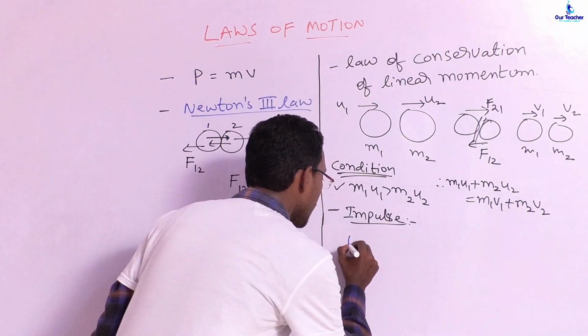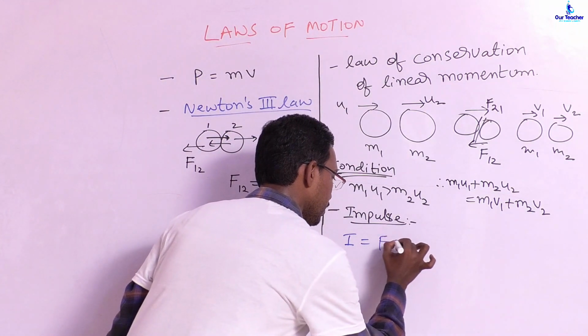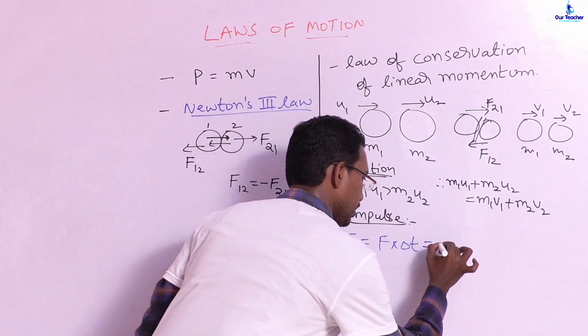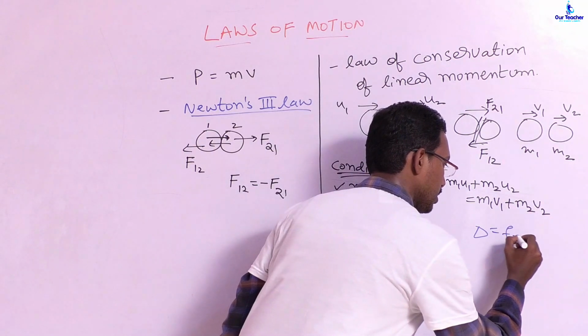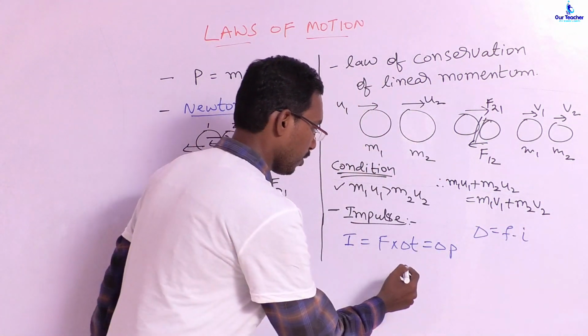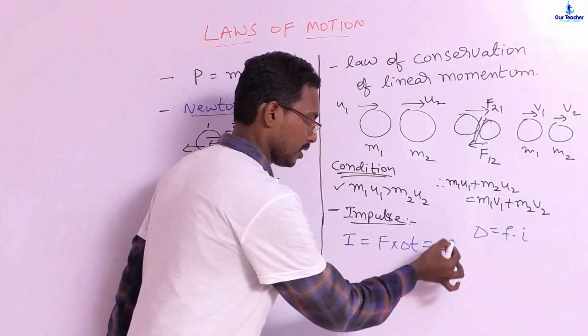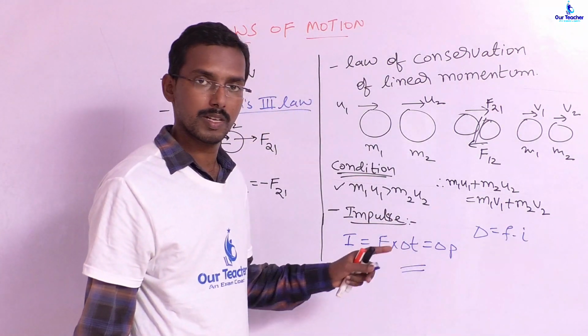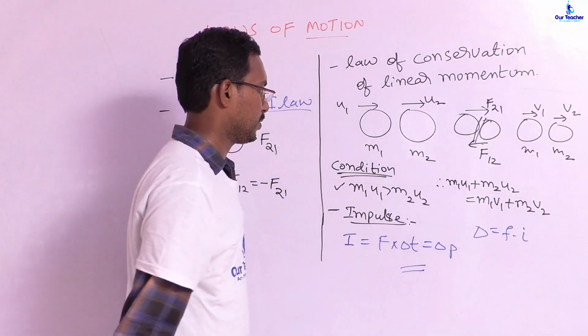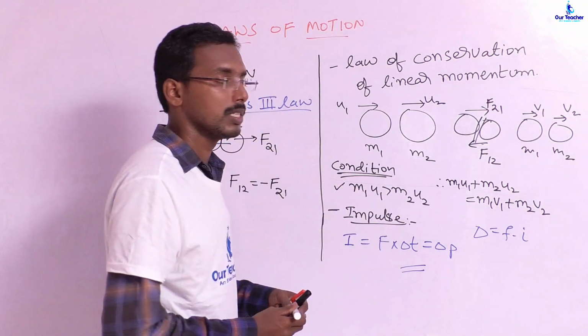The formula is I equals F into delta T equals delta P. Delta means final value minus initial value. So this is the formula of impulse, and this is the change in momentum. Delta T means the time is very small, and F is known as the impulsive force. So these are the important topics of our lesson.